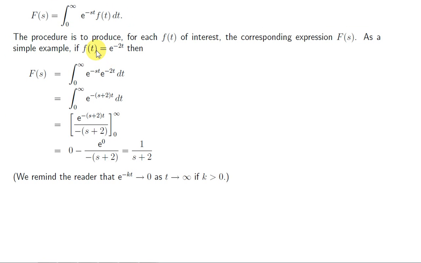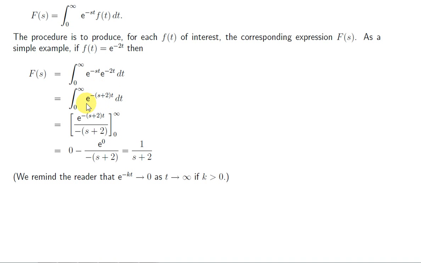Let's take this example. Let's suppose that f of t is e to the power of minus 2t. So we plug that in here for f of t, and we have to multiply it by e to the minus st. The bases are the same, so we can add the powers, and we can factorize t out of the power. Now we're integrating this function with respect to time, so we can treat the coefficient of t, minus s plus 2, as just a constant.